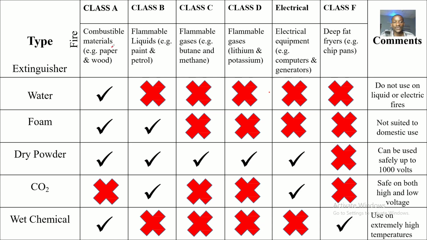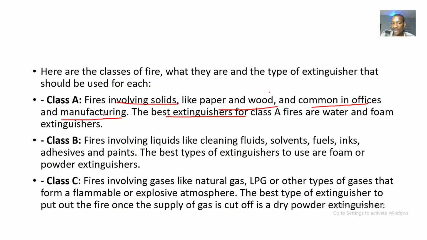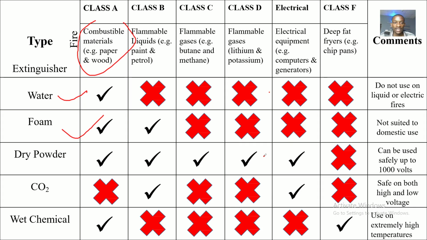All right. So for the class A, we said that combustible materials like paper and wood, we can use the water and foam extinguishers to counter this type of fire. Then for the class B, we said that fires involving liquids like what? Cleaning fluids, solvents, fuels, inks, adhesives, and paints. The best type of extinguishers to use are what? The foam and the powder extinguishers, right? The class B, flammable liquids like paints, petrol, and the rest.